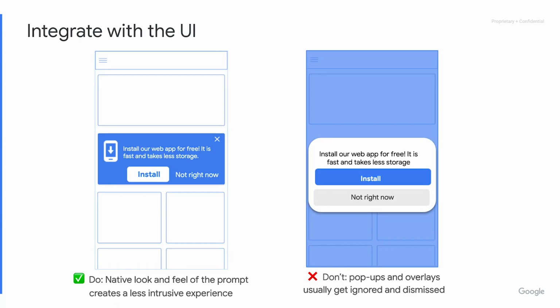Now moving on to best practices for integrating within UI, and here are more visual examples. Do use a native look and feel to create a less intrusive experience. You can see that one on the left. Also avoid using pop-ups and overlays. These are interruptive. People tend to dismiss them without giving proper attention.